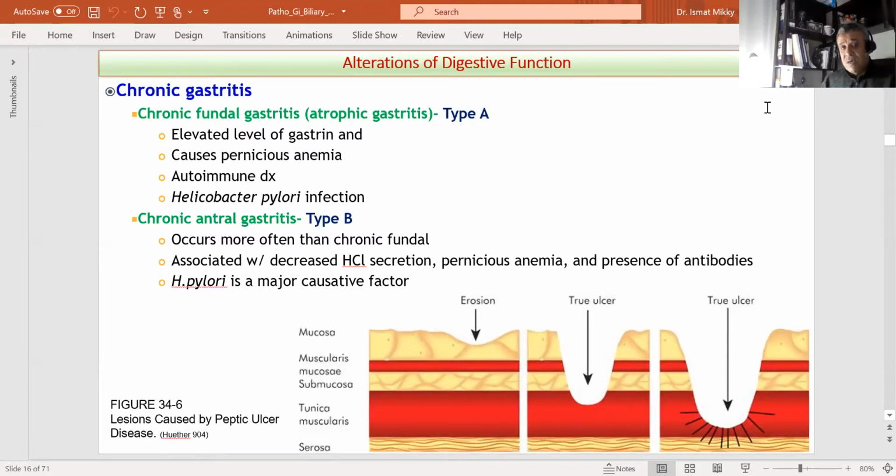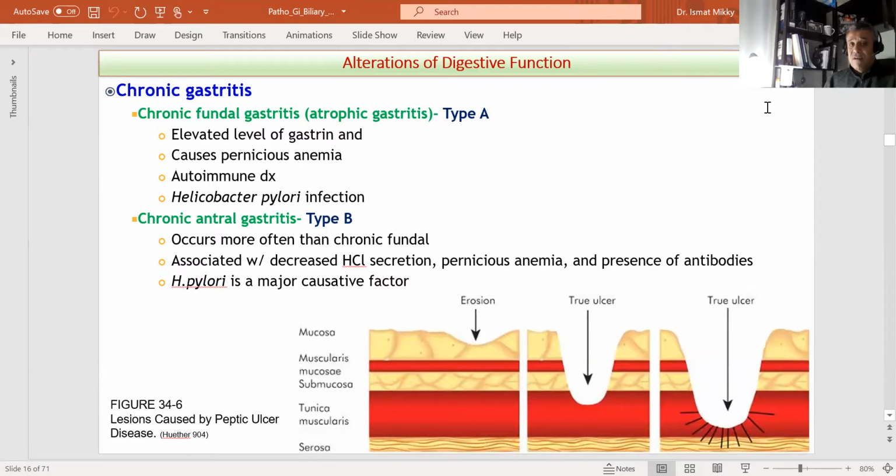Now, for chronic gastritis, we have type A and type B. Type A affects the fundal aspect of the stomach, and type B affects the antral aspect of the stomach. Both can result from H. pylori. But type A is usually due to an elevated level of gastrin. It will cause pernicious anemia, and that's because of the intrinsic factor. The IF is produced from the fundal aspect of the stomach.